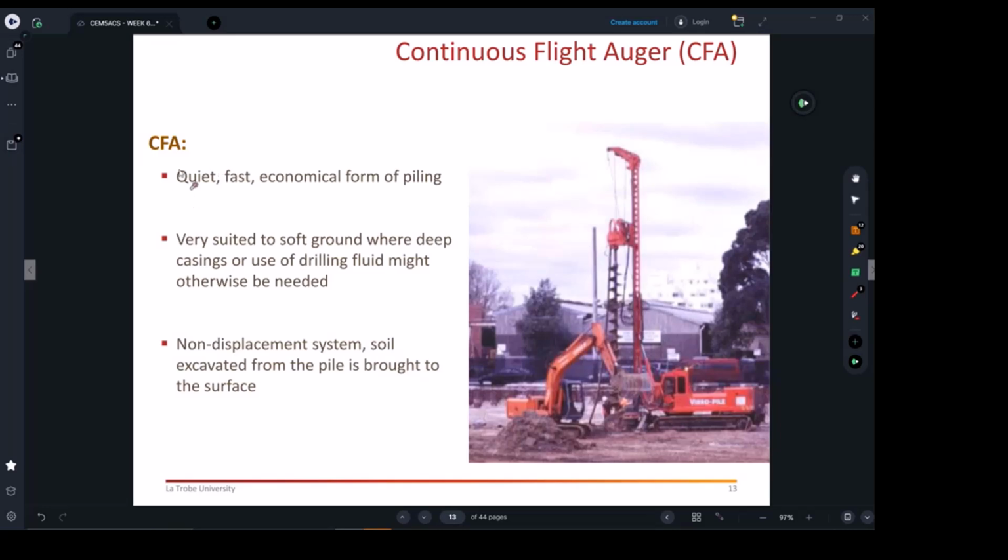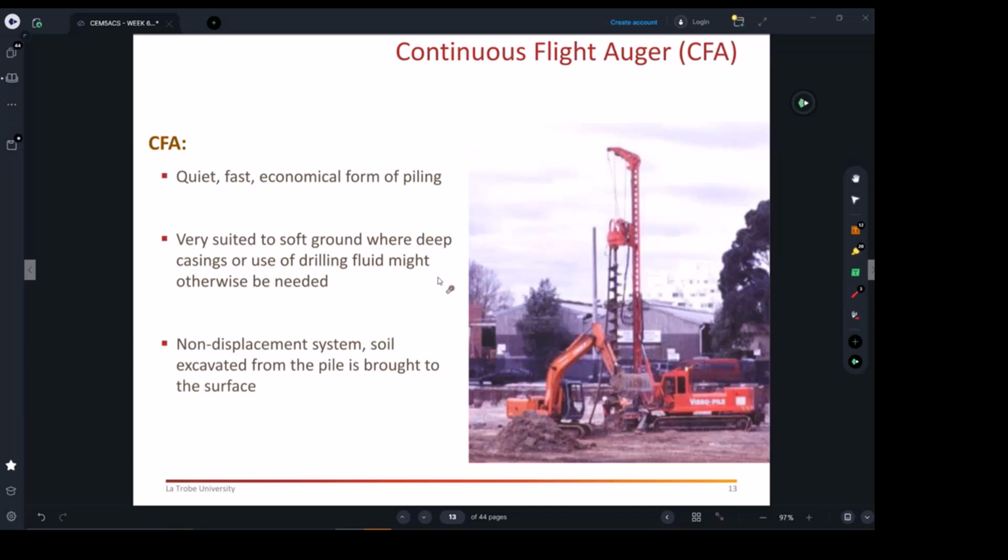Some good information about the CFA: it is a quiet, fast, economical form of piling. If you have a collapsing situation, which you can find in many places, it's going to cost you a lot of time to bore your concrete with the classical method, where you just excavate, then put your cage, then pour the concrete. CFA is very suitable for soft ground where deep casing or drilling fluid might otherwise be needed. So we're talking here about the bentonite.